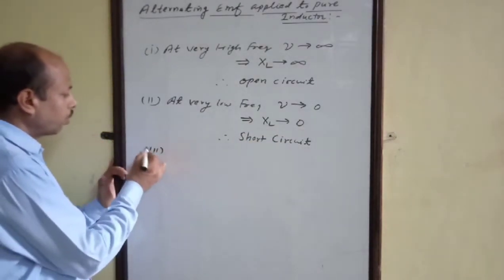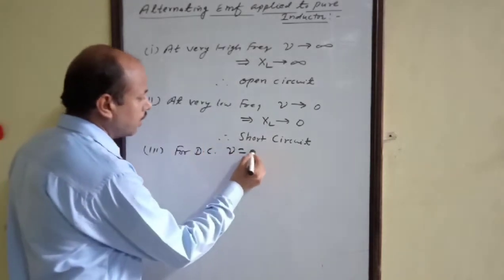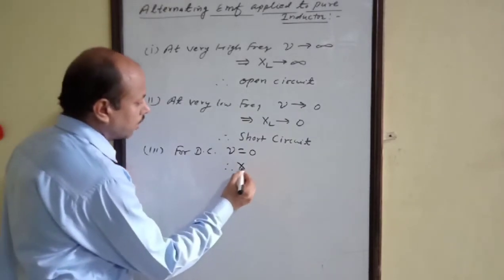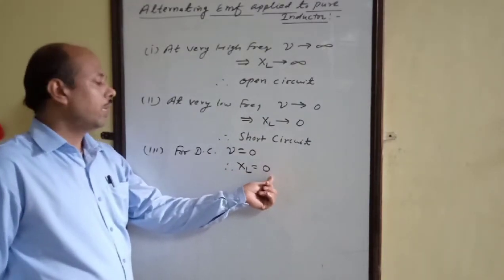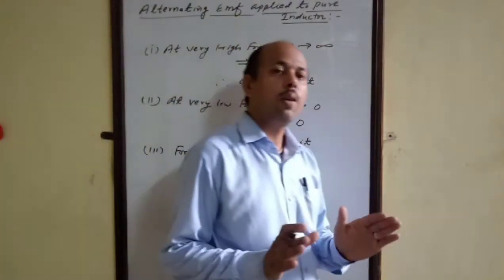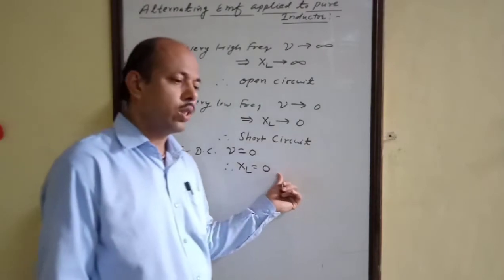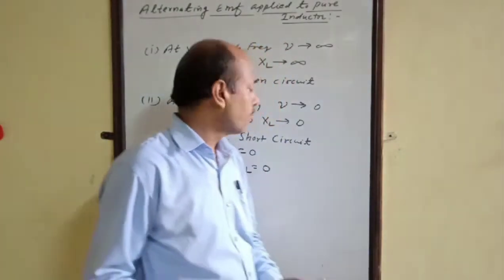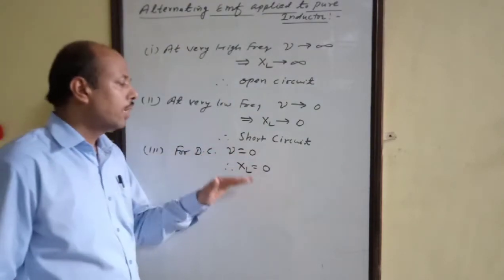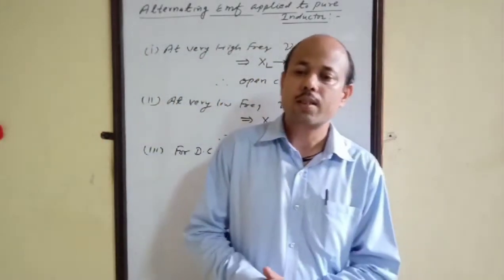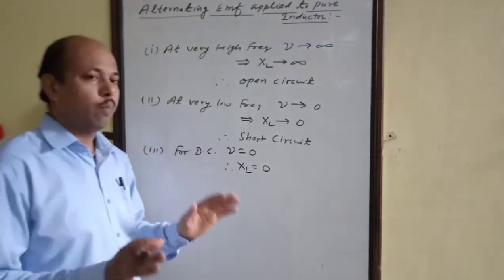And now finally, if we talk about DC, this means direct current. For direct current, frequency is exactly 0, and therefore XL equals 0. It means for DC, again the inductor will behave like a short circuit, or we can say it will offer no resistance or no hindrance or no opposition to the flow of DC. In the case of DC, nu will be 0, therefore XL is 0, and hence it will offer no hindrance, no resistance, no opposition to the DC. So this is about the alternating EMF applied to a pure inductor.